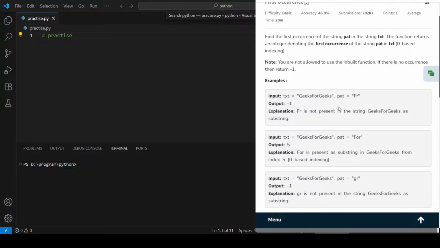Okay, nice. Now what to do? Input text: gigs for gigs, pattern: fr. Explanation: -1. Why? fr is not present in the string. Gigs for gigs is the substring. Okay, next one.